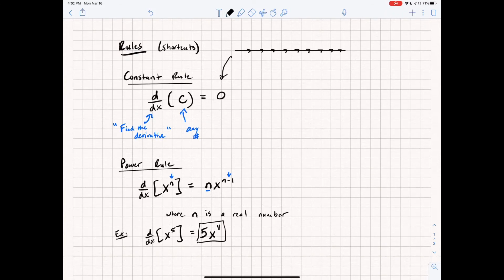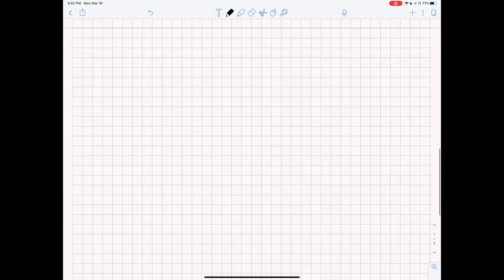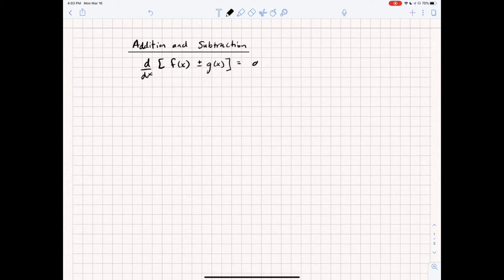And so we have the constant rule and the power rule. But we also have the derivative of a couple of operations. Just to scroll down, we essentially have the addition and subtraction rule, which says if you want to find the derivative of two functions being added or subtracted, then to find this derivative, we derive the pieces individually and then add or subtract.